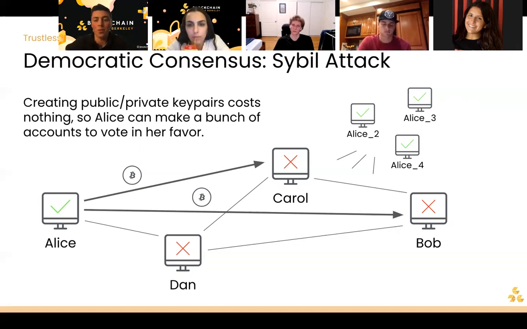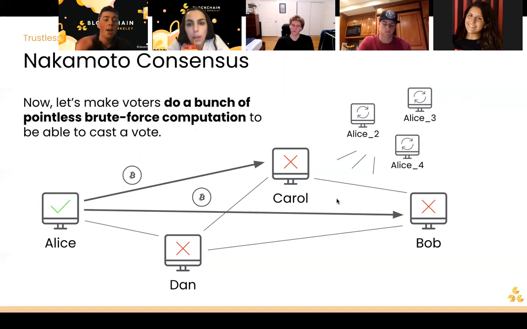And so that's why we see there's an issue with a democratic consensus approach. But finally, something that Bitcoin uses is called Nakamoto consensus. It uses a combination of what we saw earlier as democratic consensus and voting, but it also requires the idea of brute force computation.